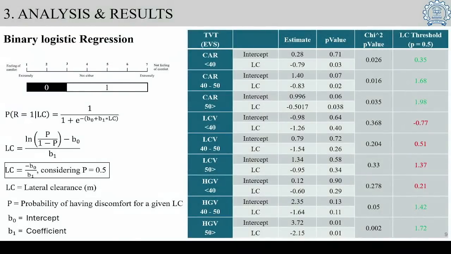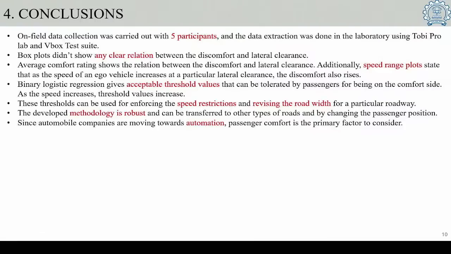Here, the green ones are the significant results. It can be observed here: the threshold for the lower speed, whenever there is a lower ego vehicle speed with respect to a particular vehicle category, the passengers are accepting a smaller lateral clearance. However, as the speed increases and the vehicle type also changes, passengers are not feeling as comfortable compared to the previous one. And these are a few of the conclusions.